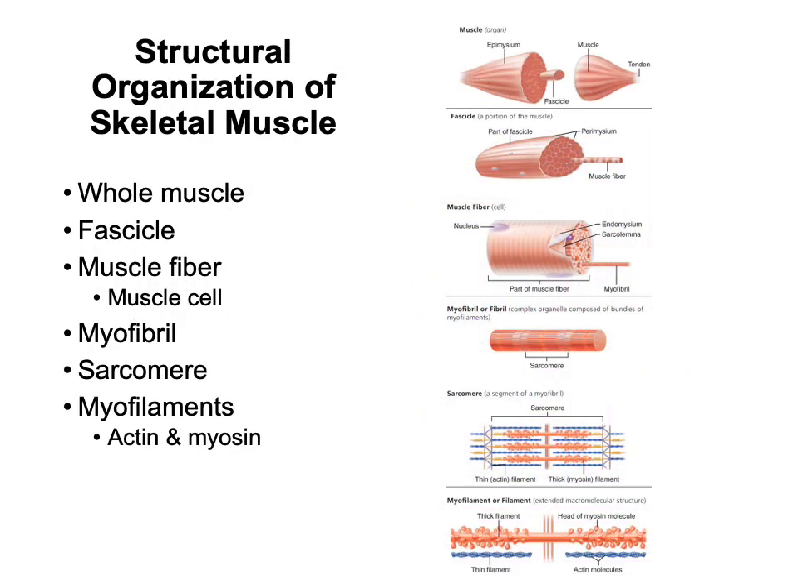The structural organization of skeletal muscle begins with the muscle fiber. An individual muscle fiber has a connective tissue wrapped around it, and these individual muscle fibers are then grouped together in bundles called fascicles. Then that fascicle will have some connective tissue wrapped around it, and then bundles of fascicles are wrapped around by an exterior connective tissue, which forms the whole muscle.